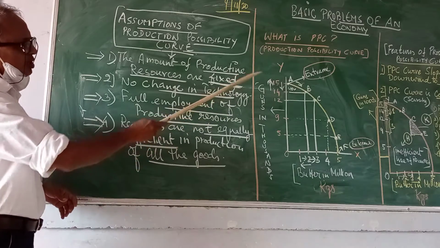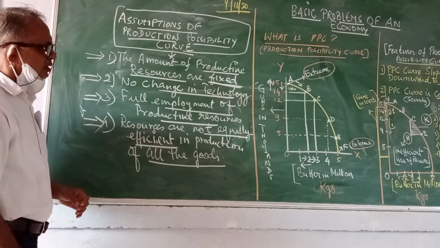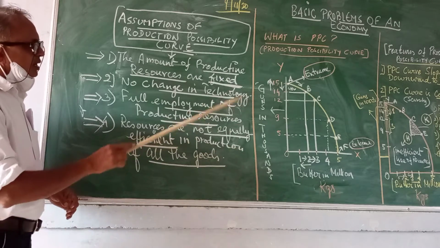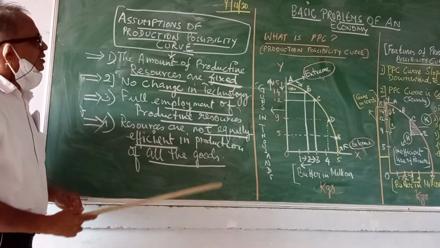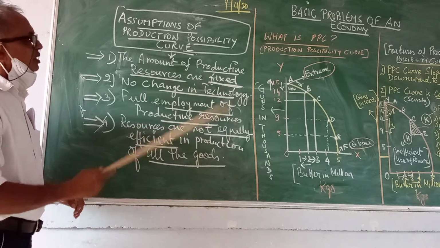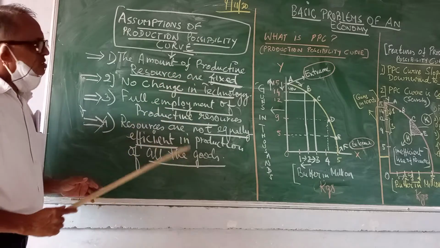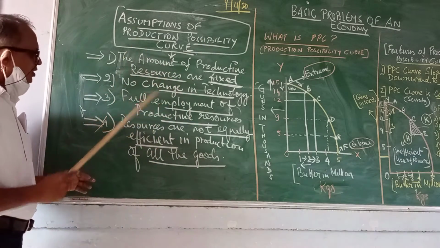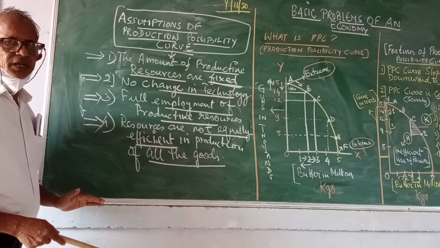So, yesterday I had taught you about production possibility curve, and while explaining what is production possibility curve, I had also explained that the production possibility curve is based on certain assumptions. And what are those assumptions? I would like to recap. So there are four assumptions on which the production possibility curve is based.